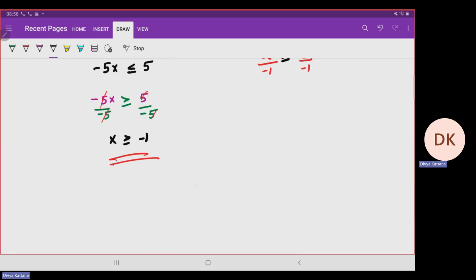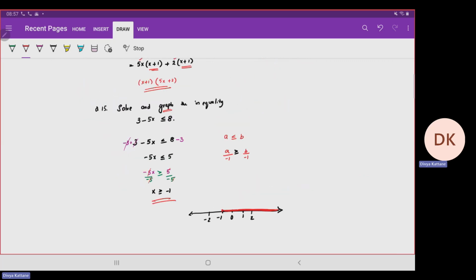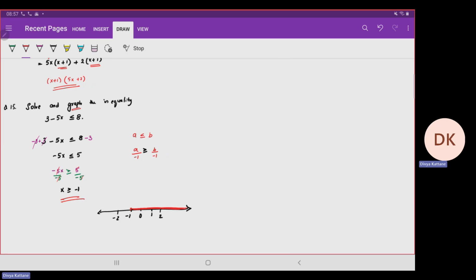x bigger than or equal to minus 1 means this is your number line. This is 0, 1. This is minus 1, minus 2, etc. Now here is x equal to minus 1. This is the point, x equal to minus 1. Now all x bigger than or equal to minus 1 means it will come to the right side. Bigger will come to the right side, no? So all x bigger than or equal to minus 1. So this is graphing and solving the inequality.